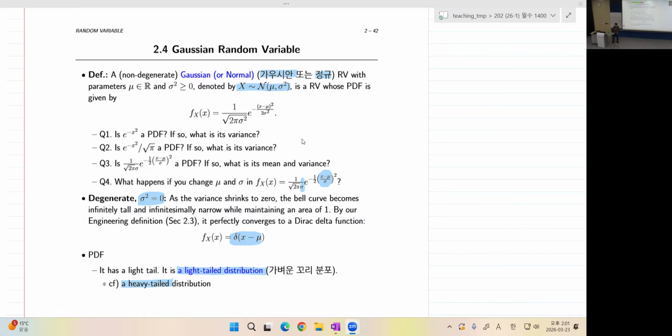Okay, welcome to the 8th class meeting of EC 202, Introduction to Probability and Random Processes. So let's start by reviewing not everything, but important things learned in the last class meeting.